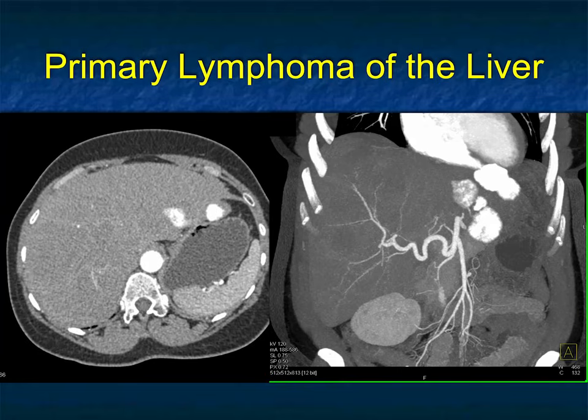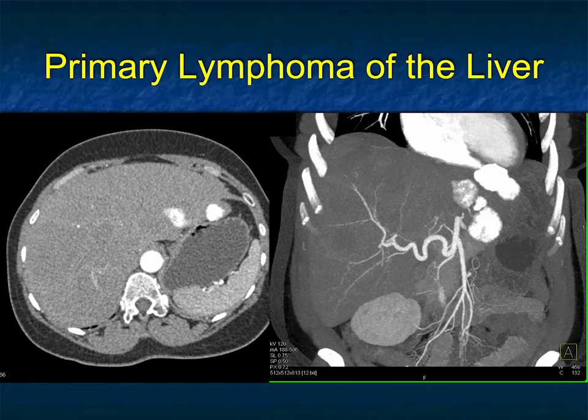Now, when we think about the liver, again, I think about benign lesions and malignant lesions. In the malignant category, we typically think about hepatoma, maybe cholangiocarcinoma, metastasis. We don't often think about lymphoma.